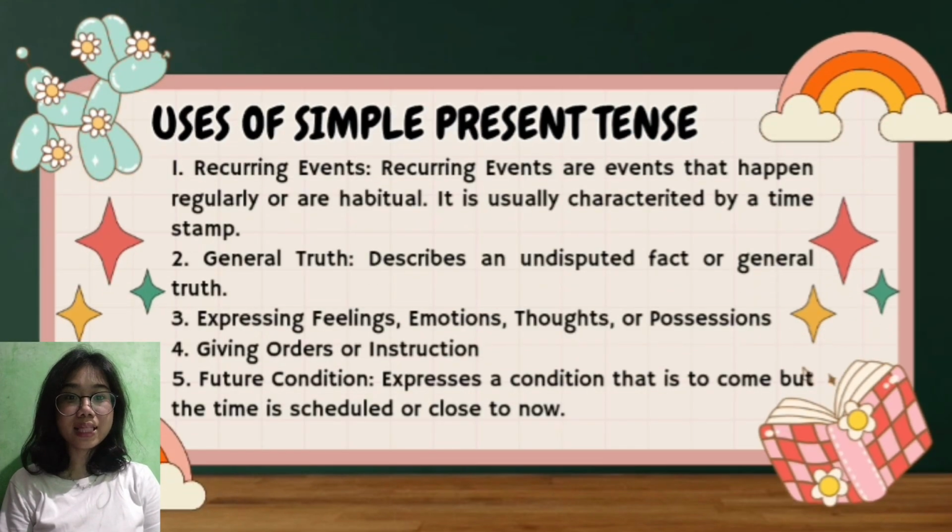Use of simple present tense. 1. Recurring events. Recurring events are events that happen regularly or are habitual. It is usually characterized by a time adverb. 2. General truth. Describes an undisputed fact or general truth. 3. Expressing feelings, emotions, thoughts, or possessions. 4. Giving orders or instructions. 5. Future condition. Express a condition that is to come but the time is scheduled or close to now.